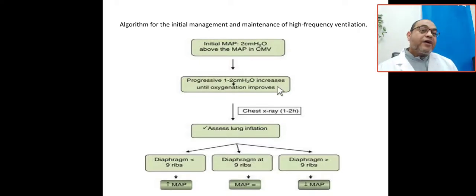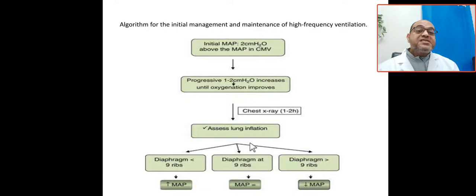The third step, you have to do chest X-ray after 1 to 2 hours to assess the lung volume. You can use it as baseline to assess lung volume. If there is any deterioration, you also have to do X-ray. So you have to assess the lung volume, normal between 7 to 9. It will be 8. Some references say 9. So you have to check.